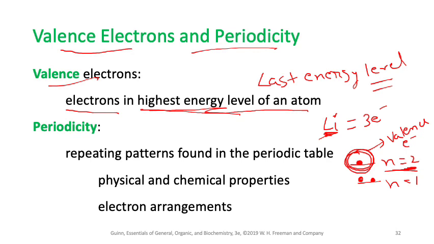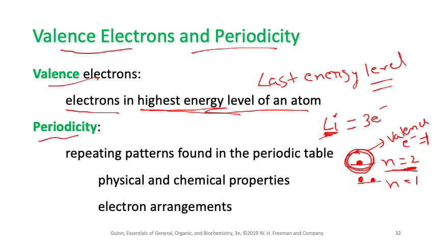So lithium has how many valence electrons? 1. Right, so remember, we'll do some more examples in the next slide, but just remember this: electrons that are revolving in the last orbit of that particular atom, we call those electrons valence electrons.